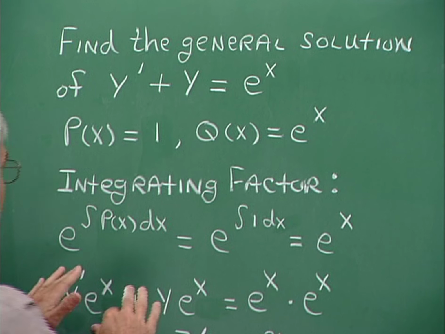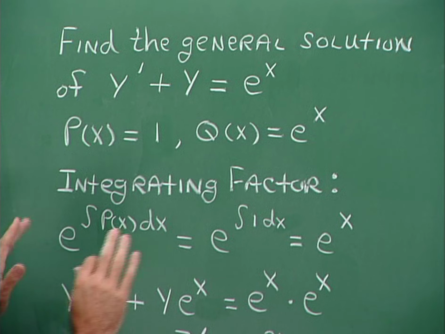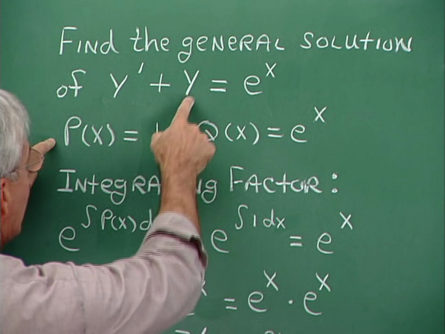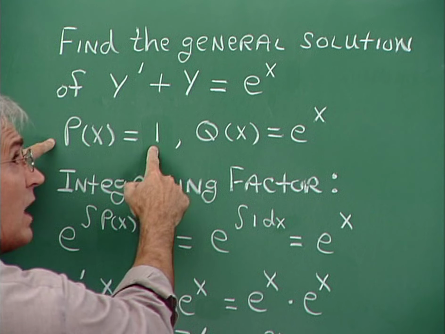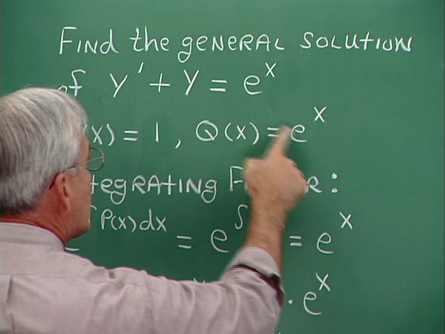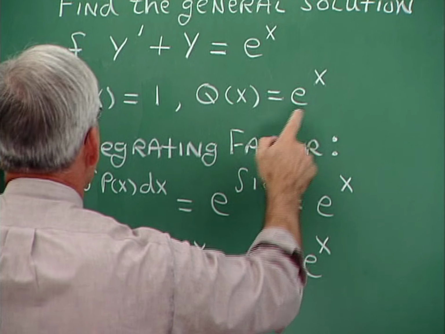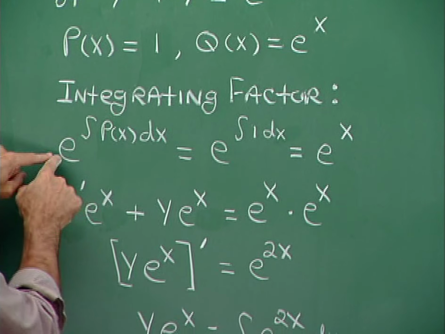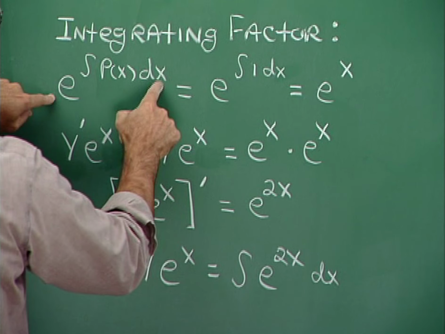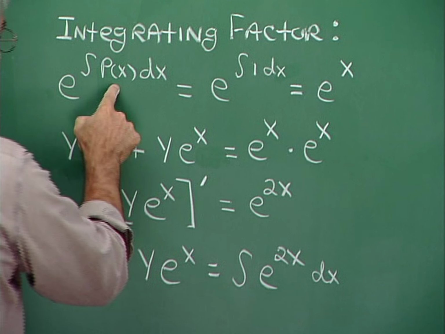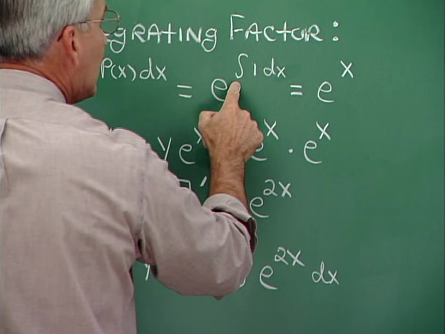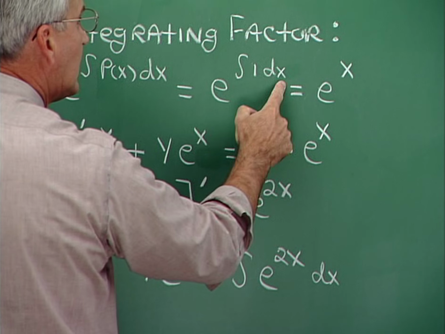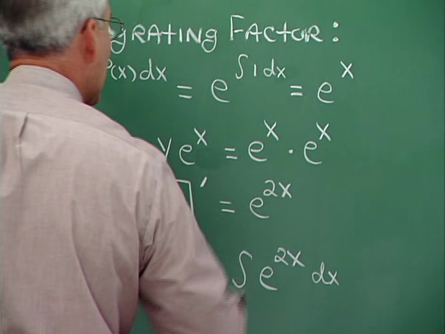Now we identify the p of x, q of x, and the integrating factor. The p of x is very, very important. The p of x is the coefficient of the y, and it's just 1 in this case. The q of x is the e to the x power. All right, integrating factor is e to the integral of p of x dx. But the p of x is just 1, so it's the integral of 1 dx, you see, or it is e to the x power.